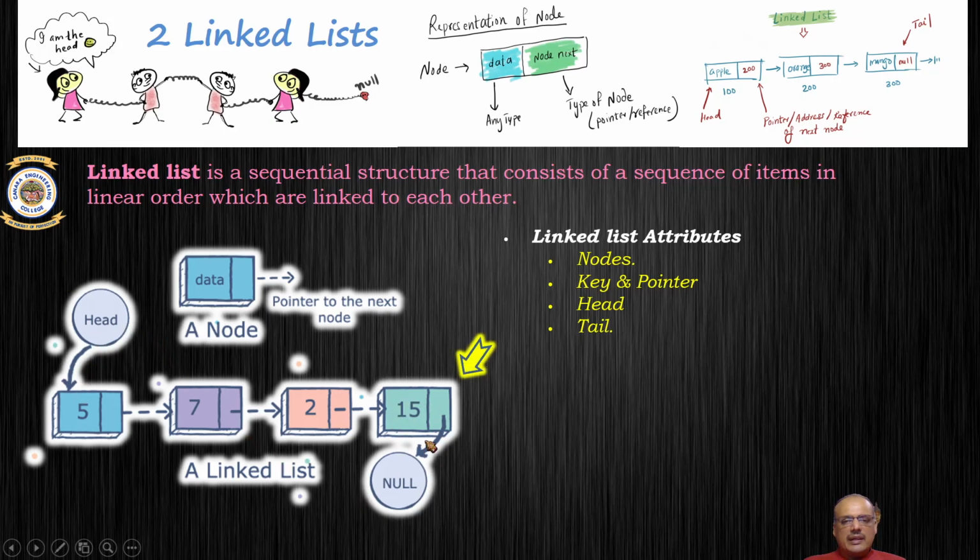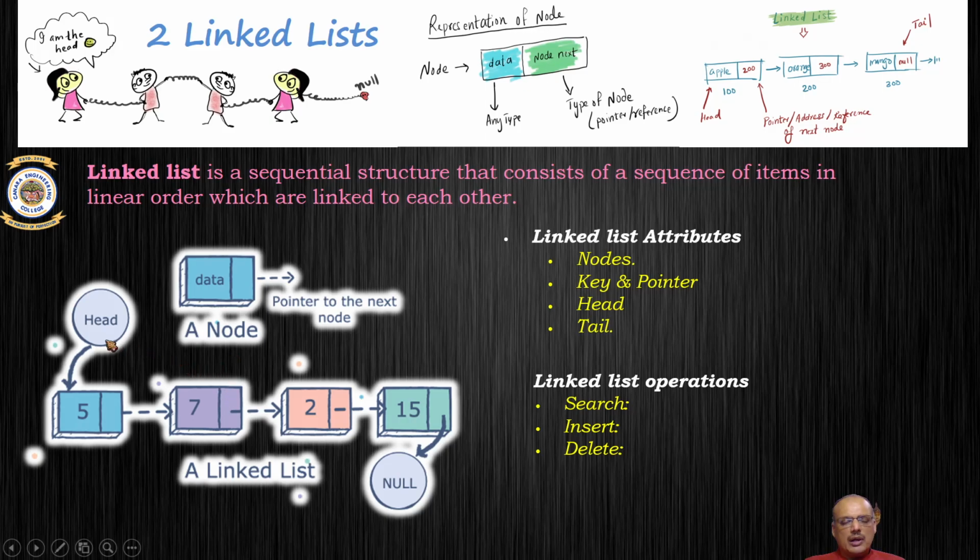And then we have the tail node. The tail node is the node whose link gets terminated with null. As it is the last element of the linked list, there are no more links in the list, so we terminate the link of the last node with a null. So this is called the tail node.